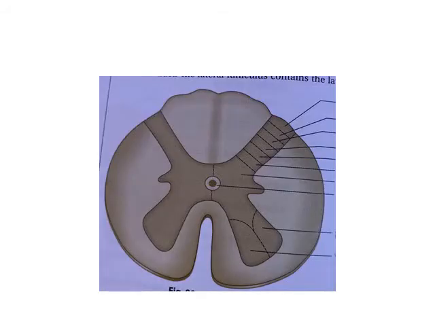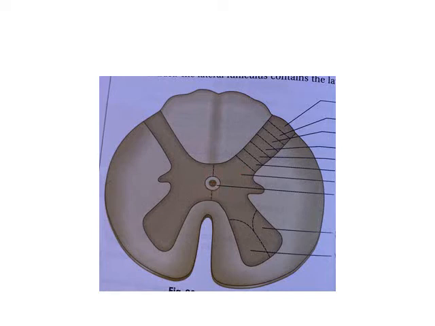Now next we come to the Rexed laminae. Here you can see the cross section of the spinal cord and the grey matter. The grey matter is centrally situated in the shape of a butterfly. This is the grey matter, which is centrally situated and encircles the central canal.